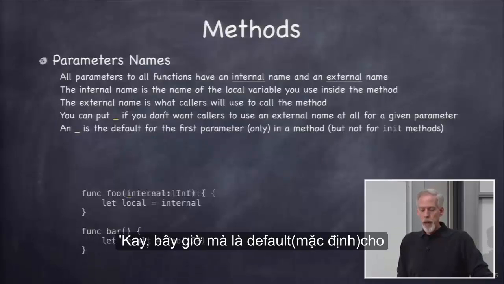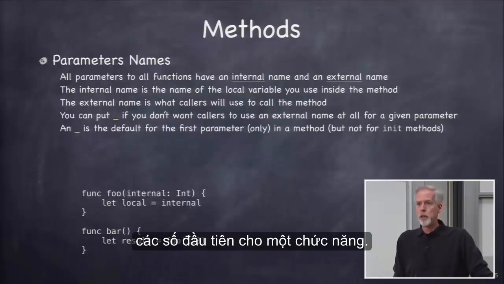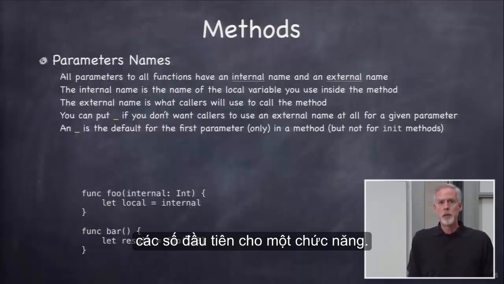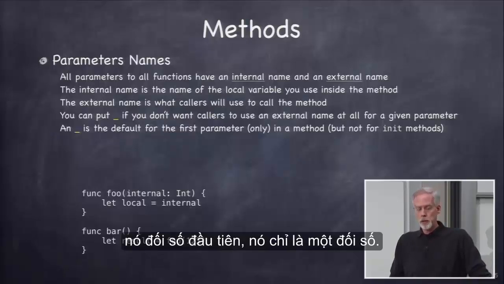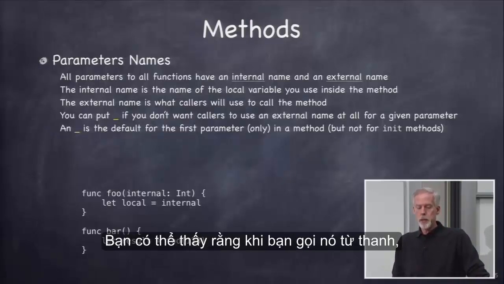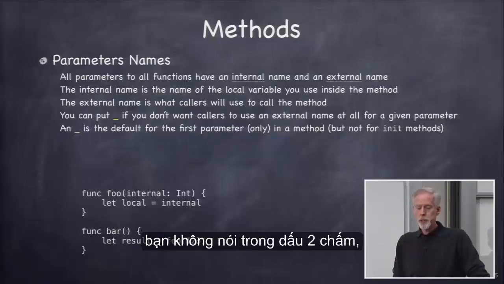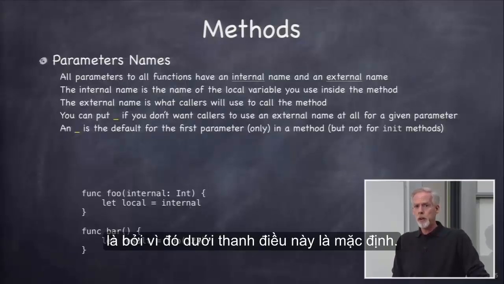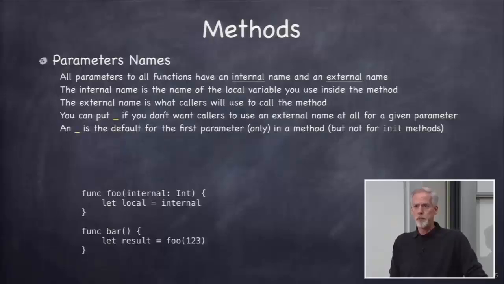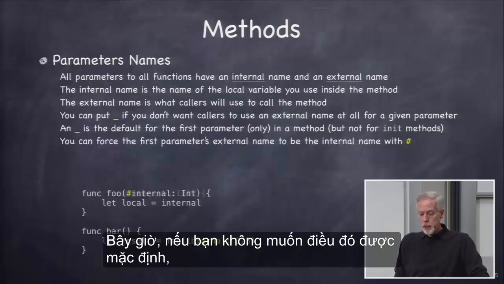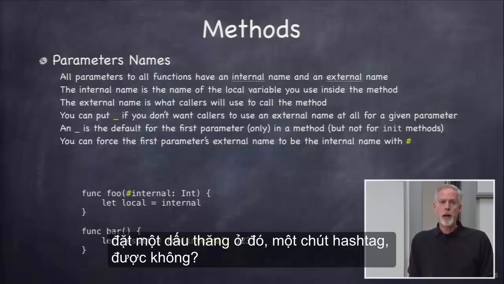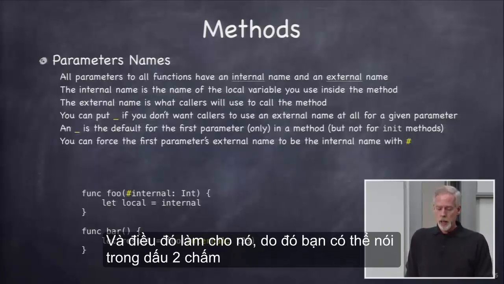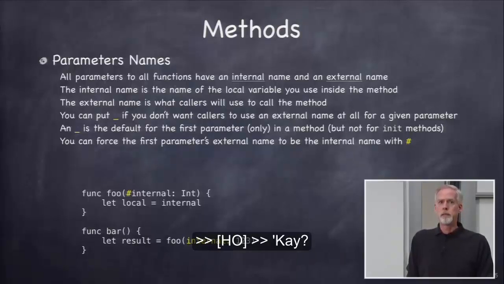Now that is the default for the first argument to a function. So foo only has one argument, its first argument, its only argument. You can see that when you call it from bar, you don't say internal colon. That's because that underbar behavior is the default. Now, if you don't want that to be the default, you can force the first one to be required by putting a pound sign there, a little hashtag. And that makes it so you have to say internal colon.